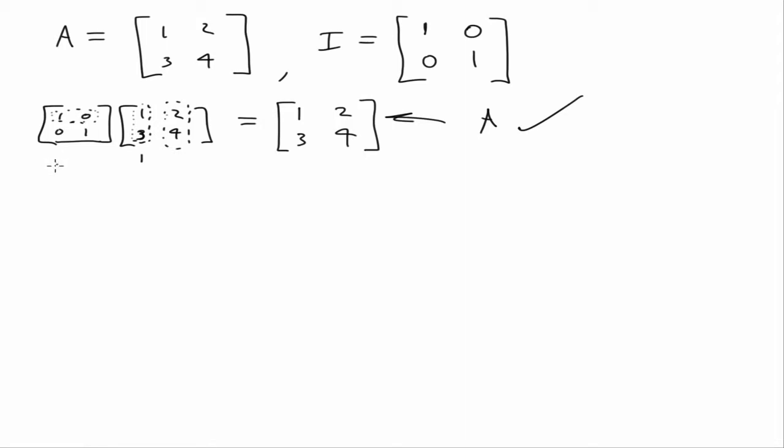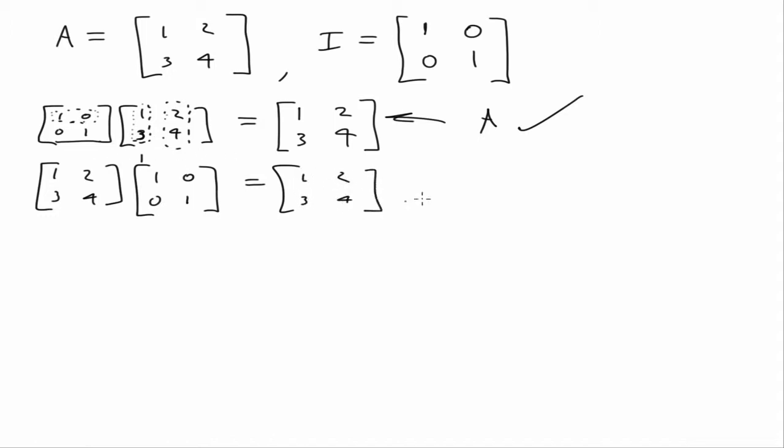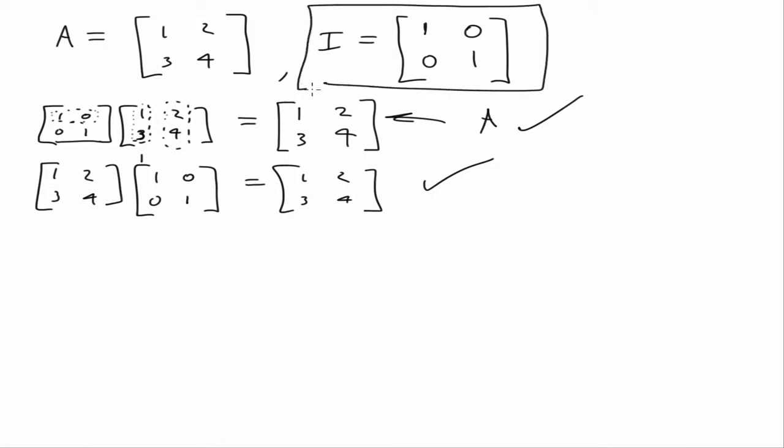So check. Might as well do it the other way, just to make sure this works. And we can clearly see by doing the multiplication that we're going to get 1, 2, 3, 4 out of it again. So check, that works as well. So that's a good example to show you how it works. You could try other examples, but the idea here is that I, the identity matrix, is a very special matrix that whenever you multiply it by another square matrix, you always get back out that same square matrix.